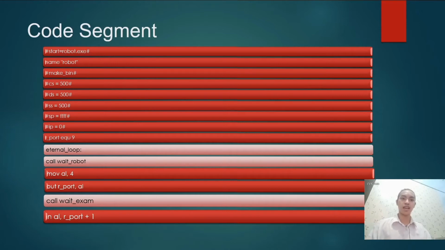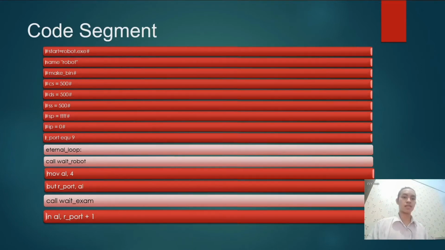In the eternal loop, wait until the robot is ready. Just call wait robot. Move AL, 4, out R port, AL. Examine the area in front of the robot and call wait exam. Then IN AL, R port +1, to get the result from the data register in AL, port +1.